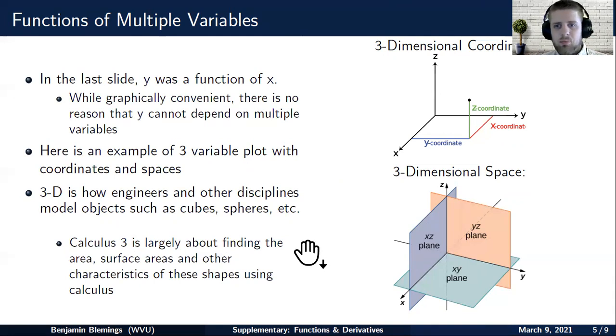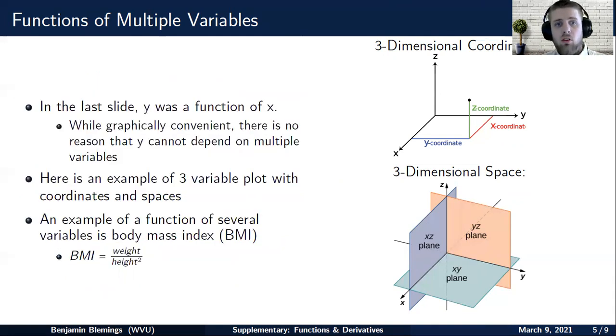But what I want to draw the analogy to is something that's more relevant for social sciences, and that would be body mass index. This is something that everyone should be familiar with. Body mass index is a function of 2 variables. It depends on both your weight and your height. So it's some function of weight and height.